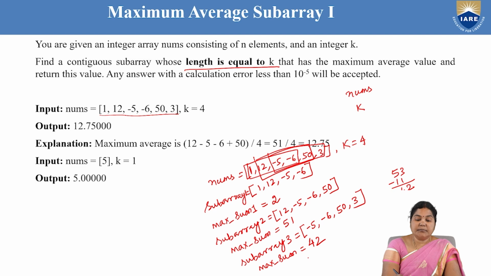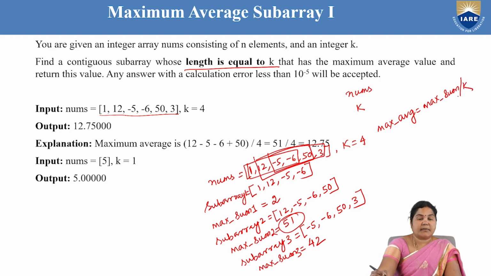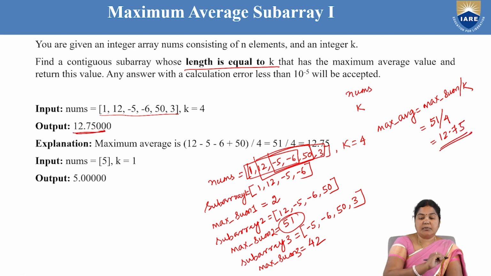Out of these 3, what is the maximum sum? It is 2, 51, 42. The maximum sum is 51. Now you have to find the maximum average value. How will you find it? The maximum average is nothing but the maximum sum divided by k. My maximum sum is 51, divided by 4. It will be around 12.75. So this is the answer that we have got.